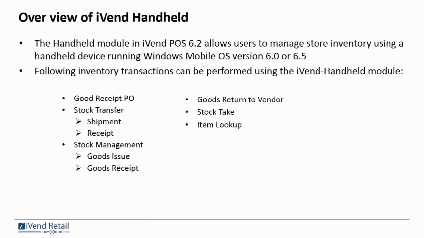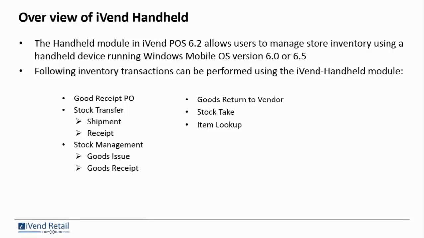We have tested this on Motorola devices, the 9190 Motorola series, and there is another device which we have tested on. We have made sure that we have done this testing on the 6.0 and 6.5 OS, and this is completely compatible with these devices. So before putting it into production, you can of course test this new functionality, iVend Handheld, anytime on any of your Windows mobile OS devices which have 6.0 or 6.5.